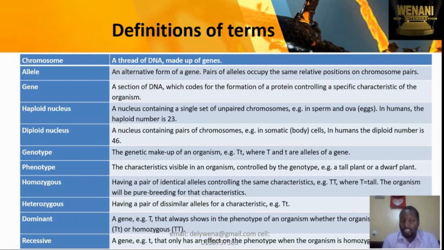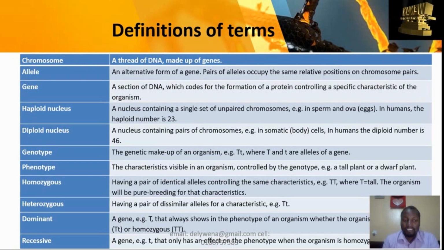Then we have the phenotype. Phenotype is generally the characteristics visible in an organism, controlled by the genotype, e.g. a tall plant or a dwarf plant. Then you have homozygous, that is having a pair of identical alleles controlling the same characteristics, e.g. double T, capital, where T is for tall. The organism will be pure breeding for that characteristic.